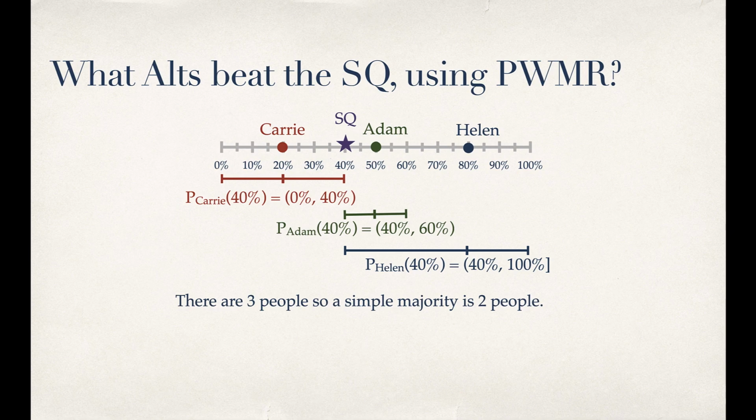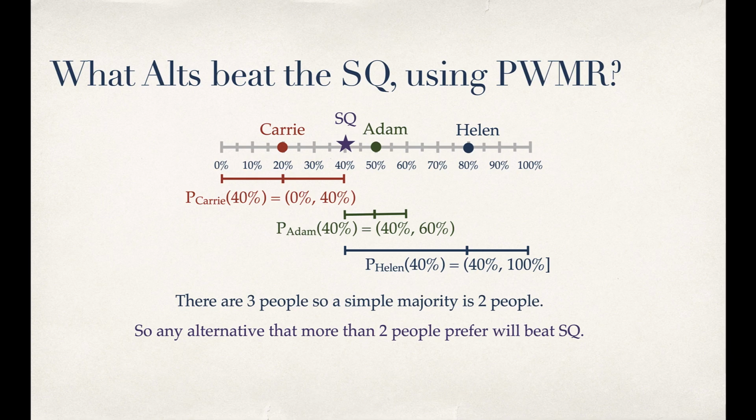So there are three people. So a majority is two people, right? So we need to find all the alternatives that at least two people or more prefer to the status quo. Well, that's handy because we've already drawn out everyone's preferred-to set. So I want to know what is the set of things where at least two preferred-to sets overlap. It could be more, but at least two preferred-to sets overlap. So what is the set of points where two or more people prefer them, all right, to the status quo?